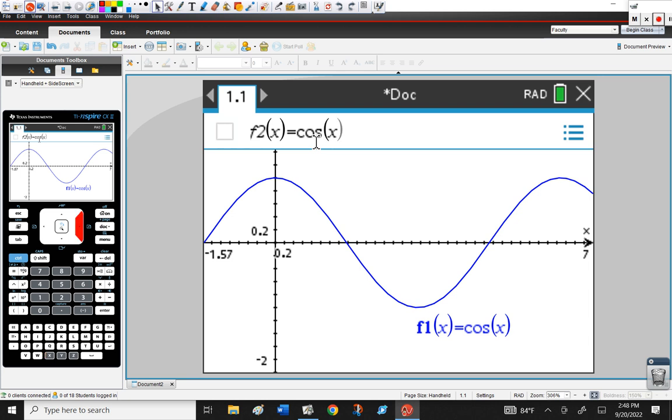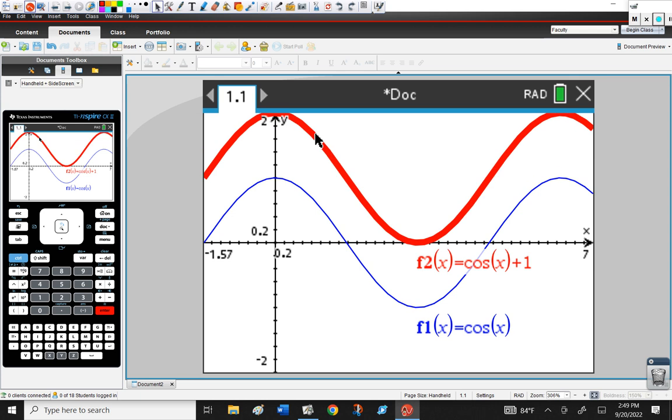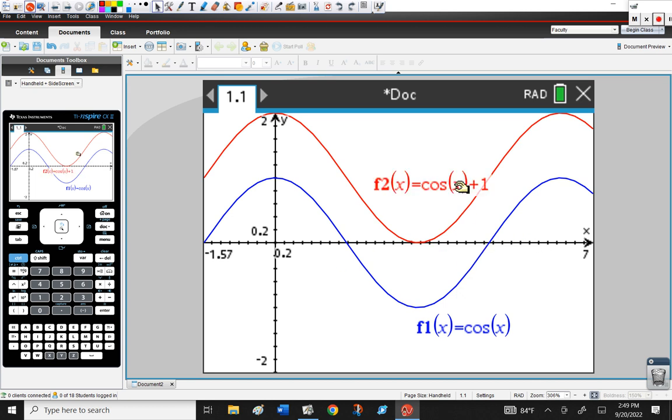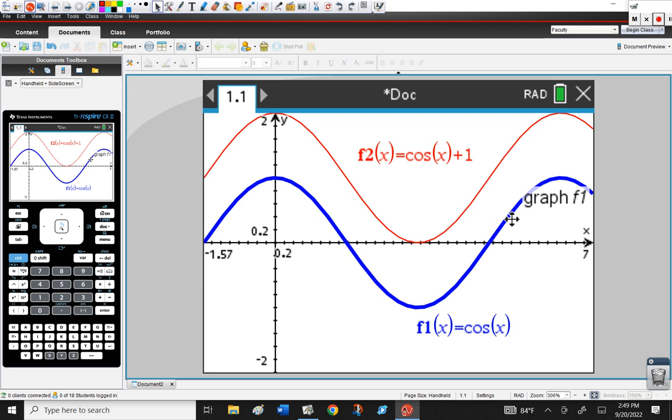But this time, I'm going to add 1. What this is going to do, and you'll see it right there, is shift the graph up 1 unit. So if I do plus 1 for the d value, then it's going to shift the graph 1 unit up, just like this.